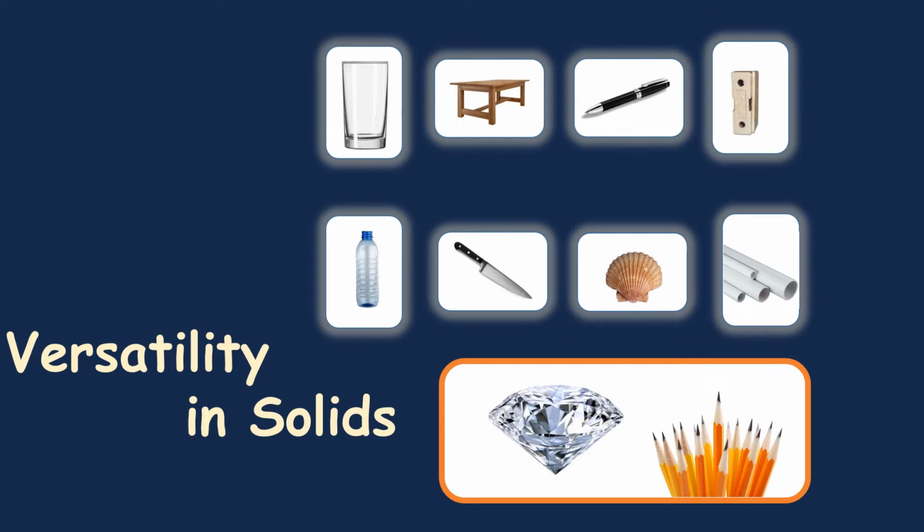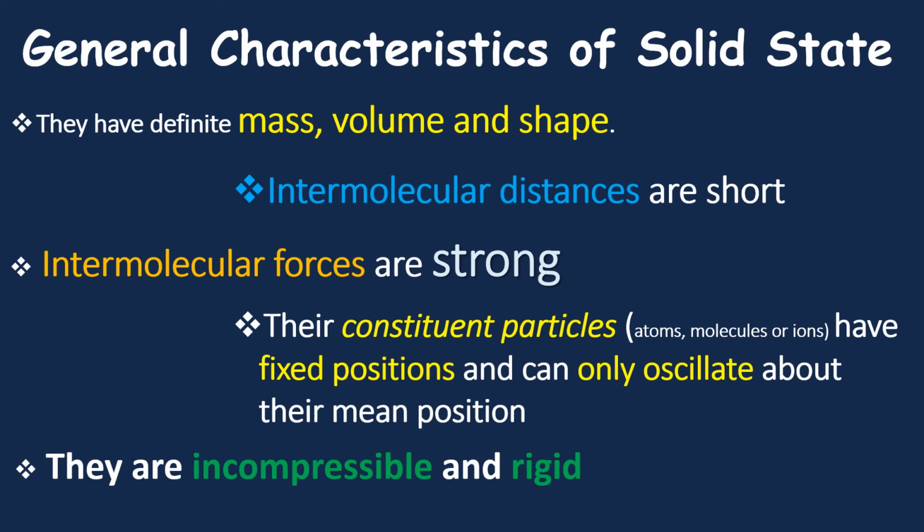In comparison with gases and liquids that we normally deal with in our daily life, solids are so versatile in their shape and their uses. These are some of the solids that we normally know. Then what is the reason behind this versatility? Yes, that is due to the general characteristics of the solid state. The first one is that they have definite mass, volume and shape. Why is it so? It is due to the internuclear distances being very short in nature.